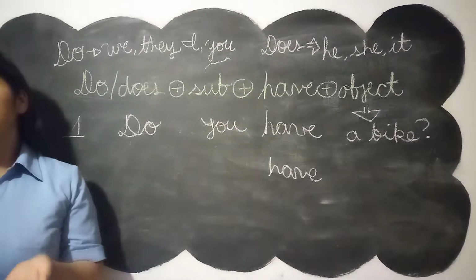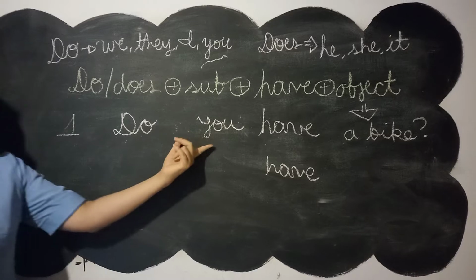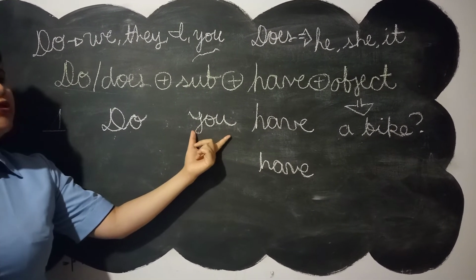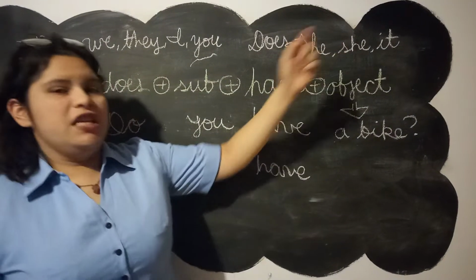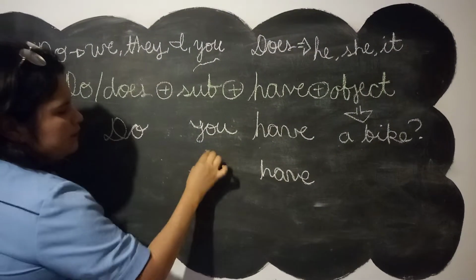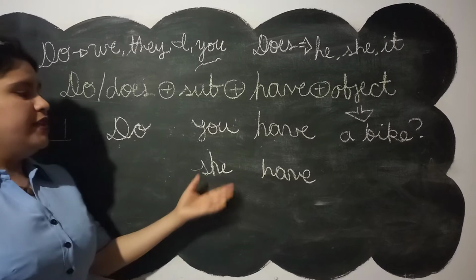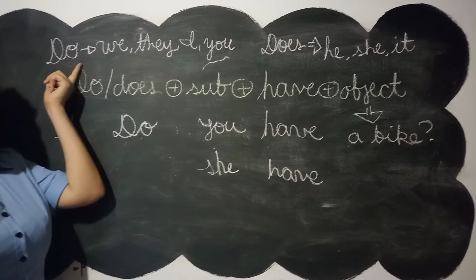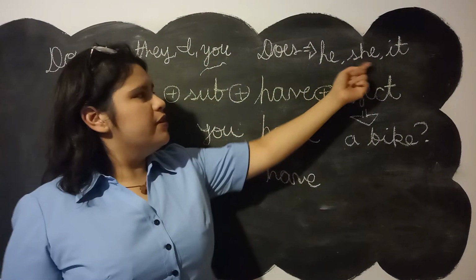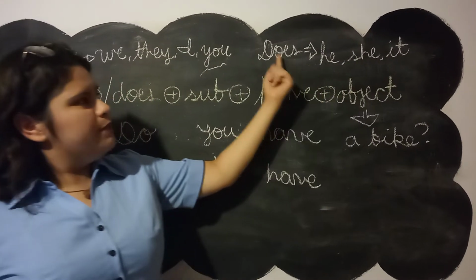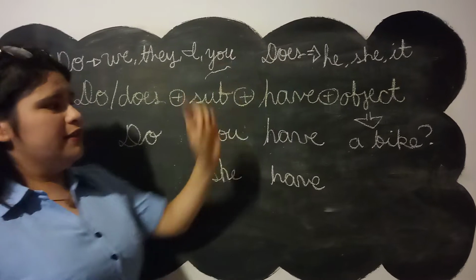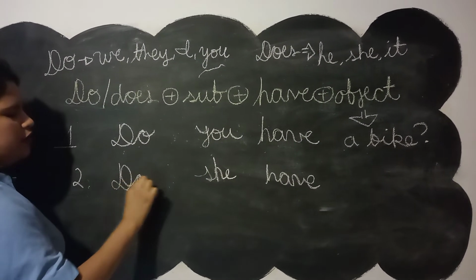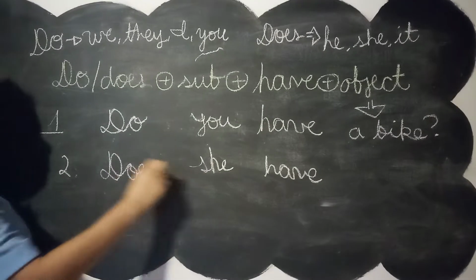Let's make another one with a different subject. Ahora, en nuestro subject ya no voy a elegir you. I'm going to choose she. She is with does or with do. Observe this information. She is here. It belongs to does. Entonces, in my first element, I'm going to choose does. Does she?